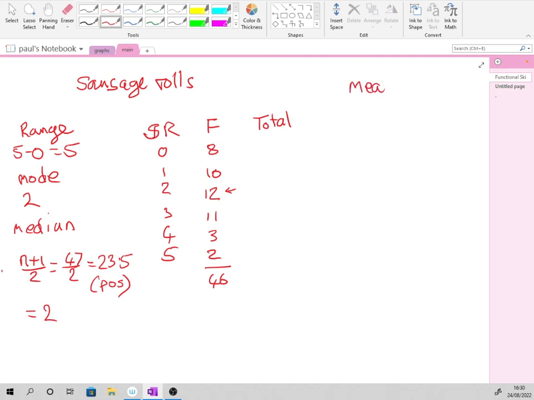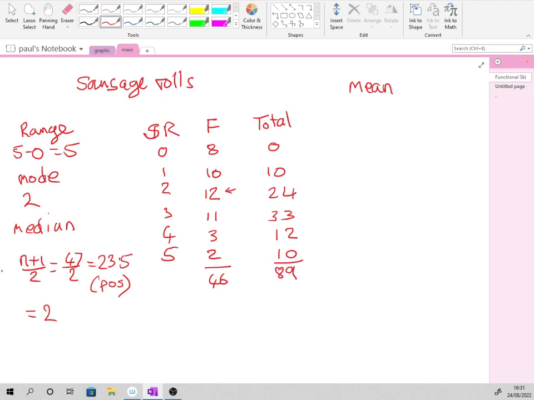Then we do the mean. And for the mean, we need to find the total. So we do 8 times 0 is 0. 10 times 1 is 10. 12 times 2 is 24. 3 times 11 is 33. 4 times 3 is 12. 5 times 2 is 10. So 10 plus 24 plus 33 plus 12 plus 10 equals a grand total of 89.